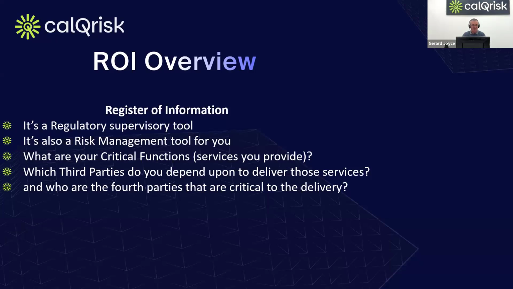If I was to summarize again for those who've not been down in the trenches, the Register of Information is about, first of all, understanding and documenting what your critical functions are, those services that you provide. What is critical in the sense of, if there is a disruption, what do you need to get back up and running quickly, or try not to have any interruption for those critical services.